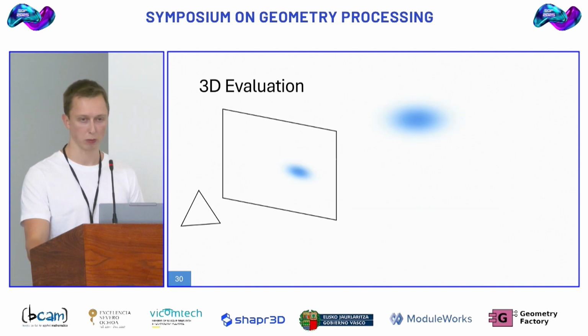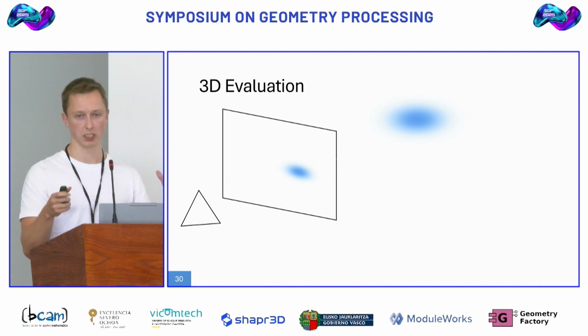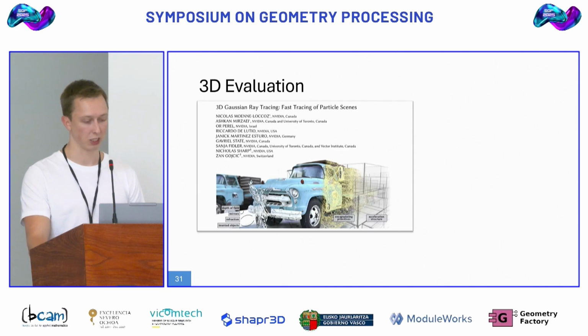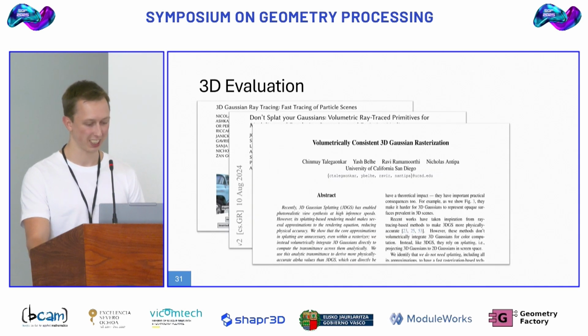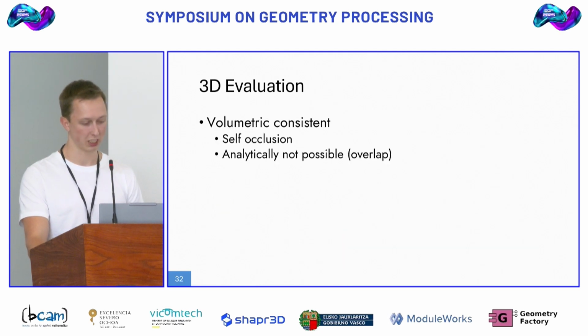However, there's one drawback to this method, and that is that it introduces a lot more computational complexity. Therefore, there are also other approaches that try to solve these distortion artifacts by embracing the 3D nature of these Gaussians and directly evaluating them in 3D, evaluating them along a ray instead of projecting them. There has already been a plethora of papers on this topic, so I won't be able to cover everything here.